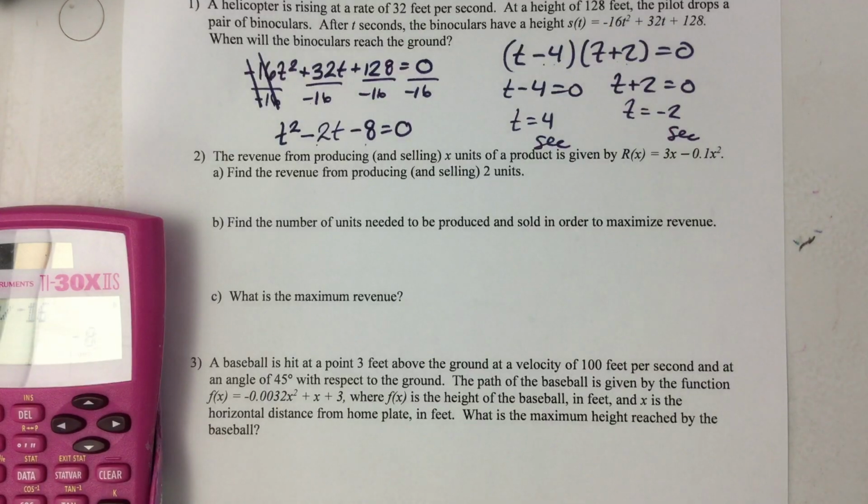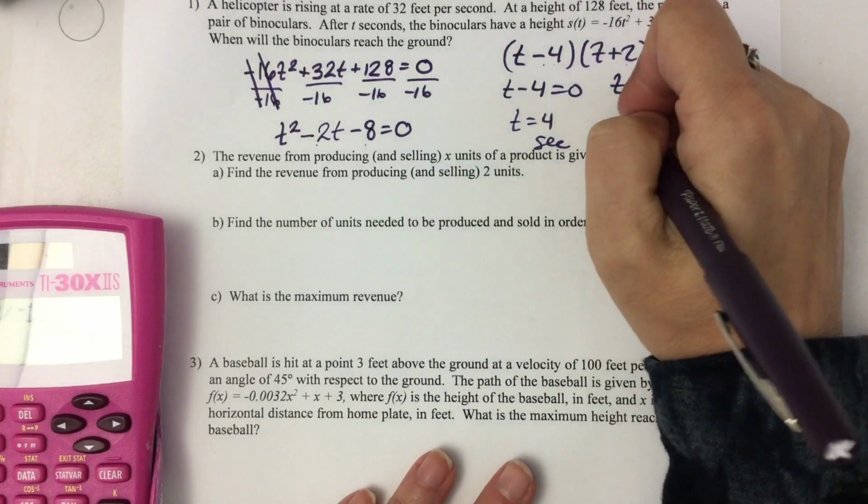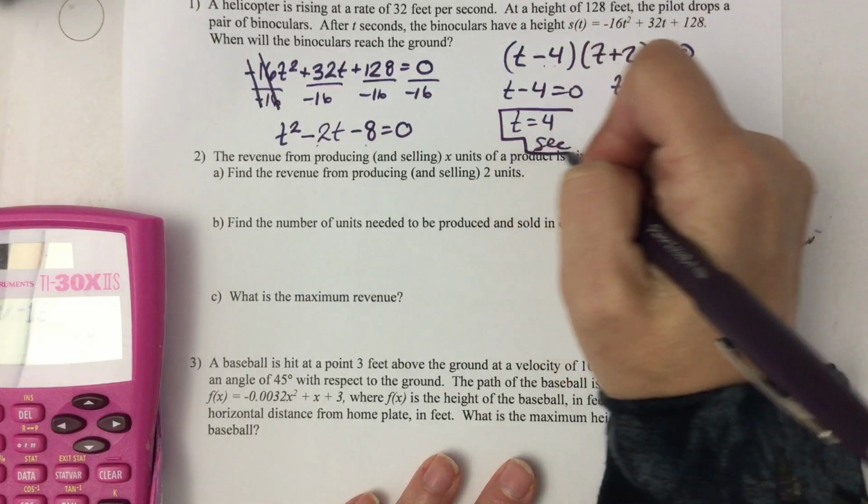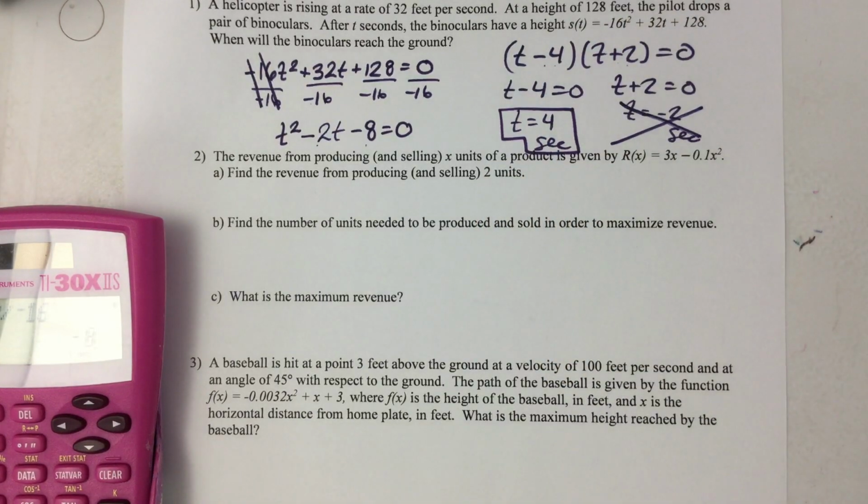Now obviously I have two answers here. One of them doesn't even make any sense. When we look at the problem, a pilot dropped binoculars. After how many seconds will the binoculars hit the ground? Well, it cannot hit the ground a negative amount of seconds. So your answer is 4 seconds. After the pilot drops the binoculars, 4 seconds later, the binoculars would hit the ground. Okay, let's look at another problem.